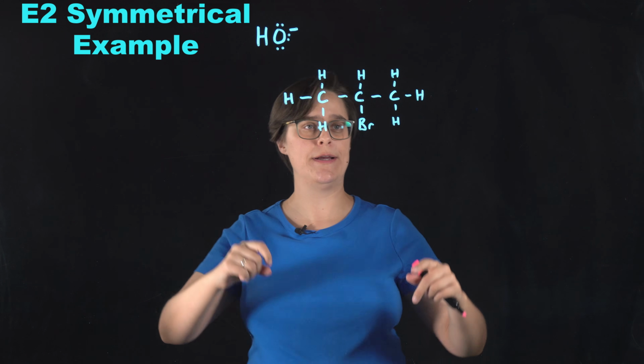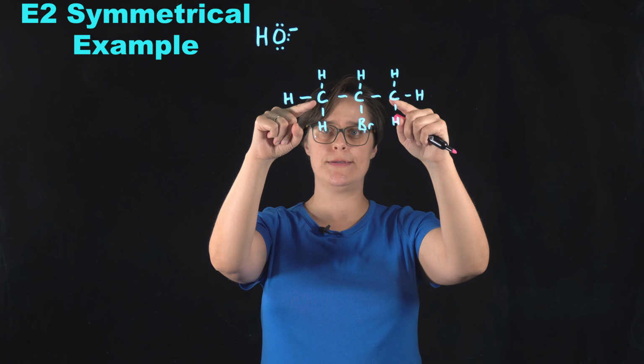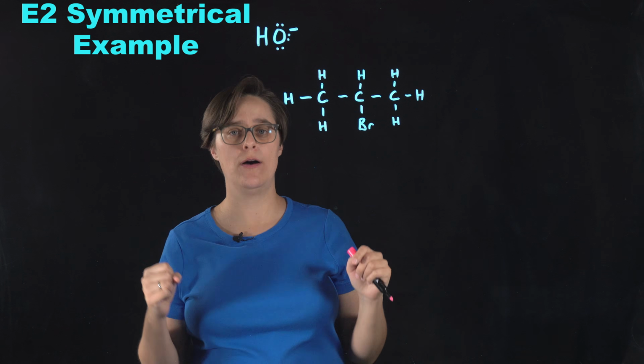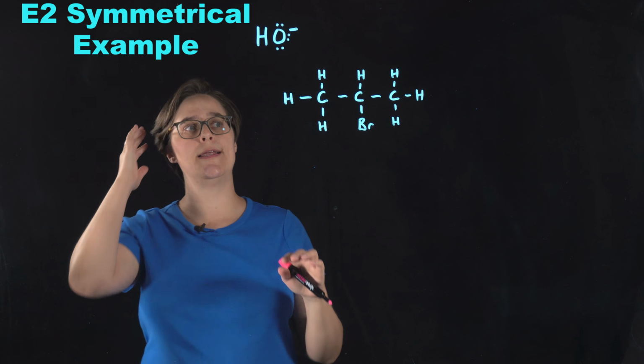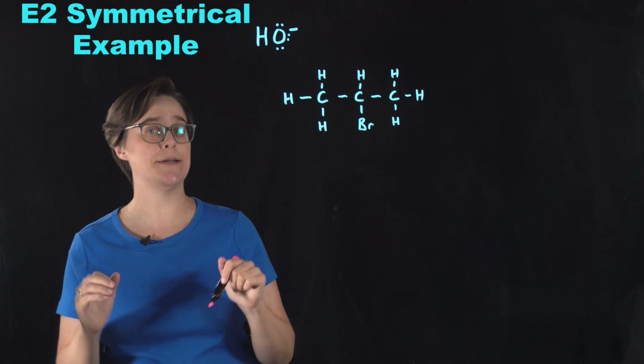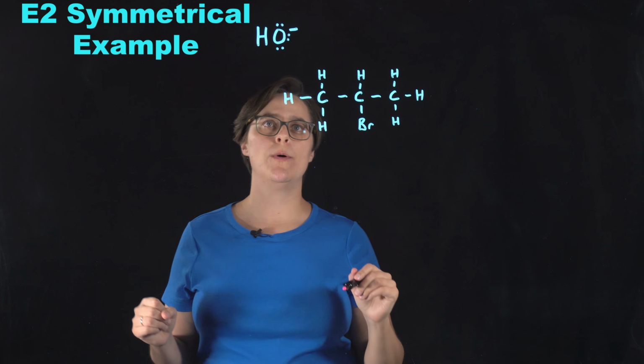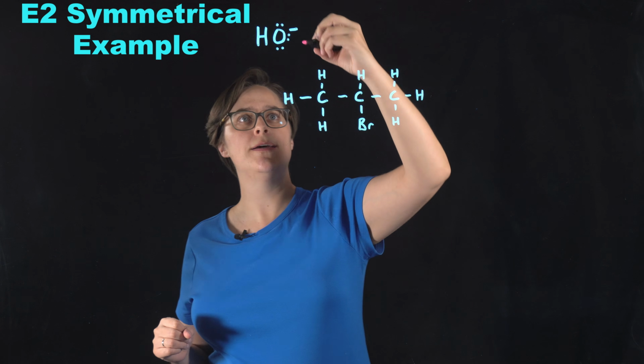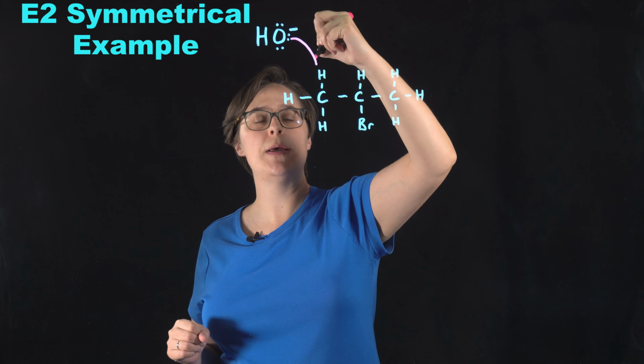Immediately neighboring carbons are going to be beta carbons. And what we care about is a hydrogen on a beta carbon. And again, these are all 6 equivalent, so we can literally pick any of them. But we need a lone pair of electrons from our base to attack one of these beta hydrogens.